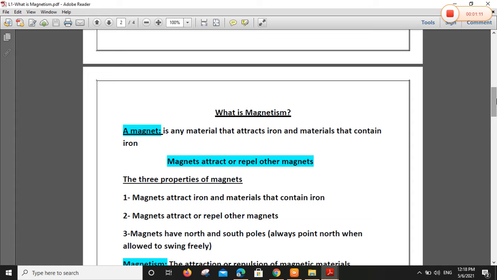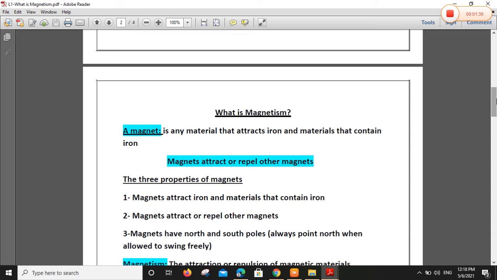They found that magnets can attract other magnets and they can repel other magnets. The magnet has two different areas, later named poles, the north and south poles. So we have three properties for a magnet, any magnet.